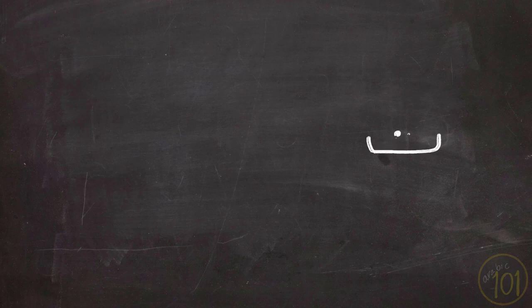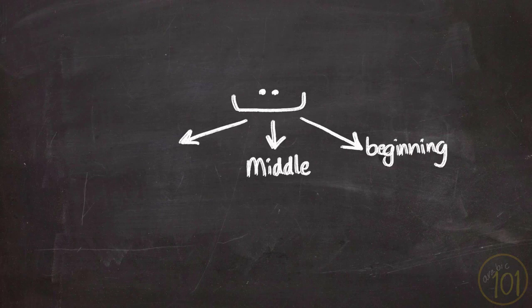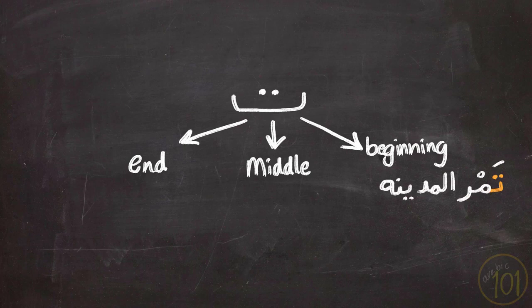This is called ta or ta مفتوحة, and this is ha, and this is ta مربوطة. And today we'll talk about the differences between them. First of all, ta is a normal letter that can occur at the beginning, middle, or at the end of the word. So we say تمر, تمر المدينة.